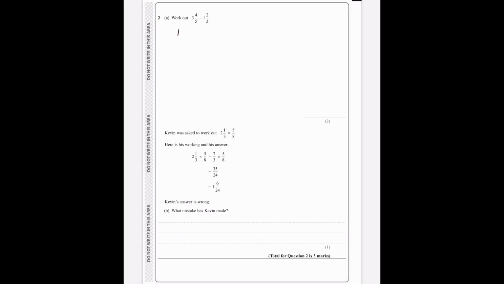For question number 2, you take the two fractions and make them top-heavy. So 3 and 4 fifths is 19 fifths, 1 and 2 thirds is 5 thirds. Get a common denominator: multiply the first fraction by 3, the second fraction by 5, top and bottom, and we get 57 over 15 minus 25 over 15. Subtract the numerators, turn it back into a mixed number, 2 and 2/15 for that one.